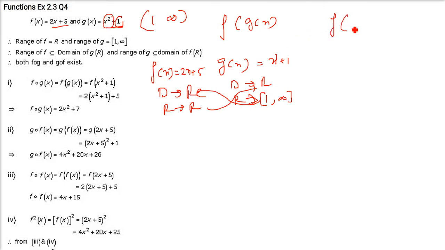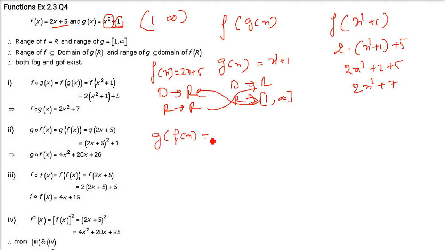f of g(x) is f of x square plus 1. And this is 2 into x square plus 1 plus 5. So it will be 2x square plus 2 plus 5. That is going to be 2x square plus 7. Now let us see gof x.